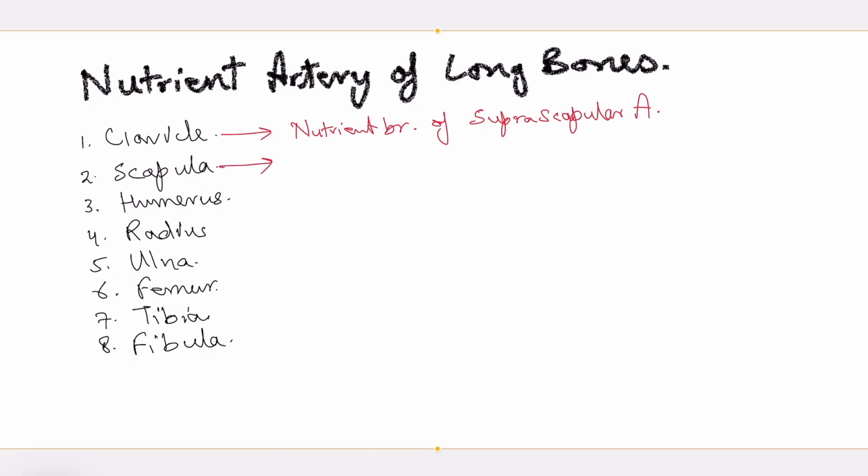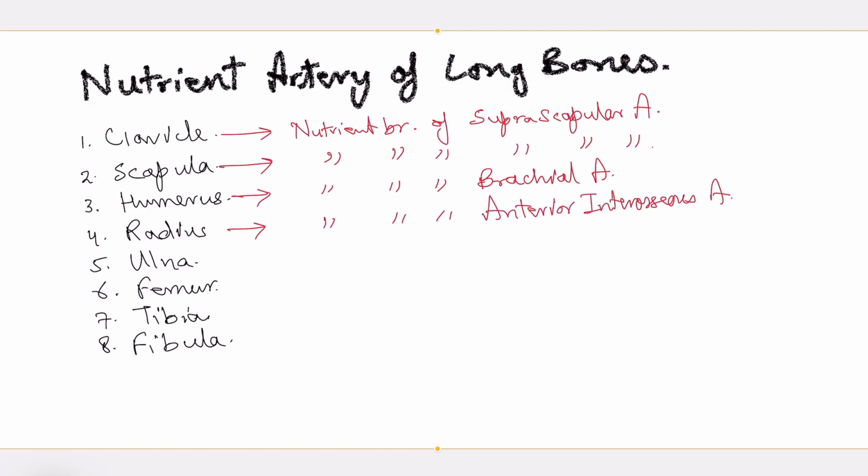Now you've got to know why I've mentioned scapula. Yes, if you people have guessed it, then it's so good. So scapula also receives the nutrient artery from the same artery. Both clavicle and scapula are provided nutritional arteries from suprascapular artery. Humerus, it's a direct branch of brachial artery. Radius, it's a nutritional branch of anterior interosseous artery.